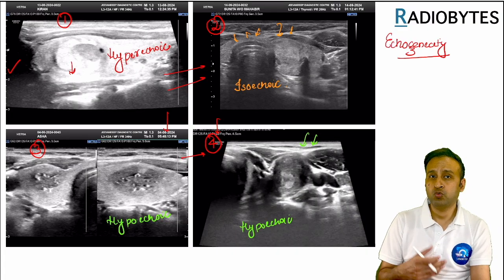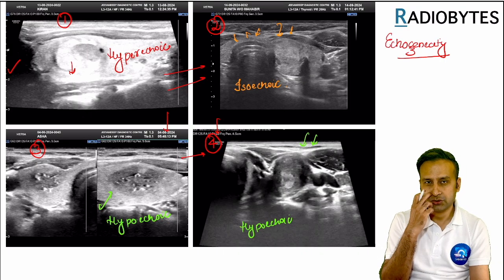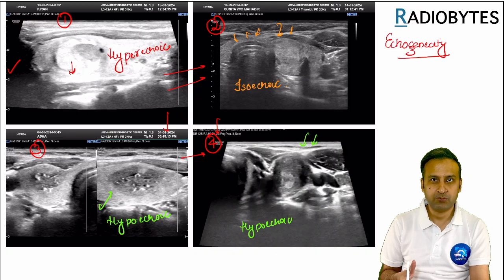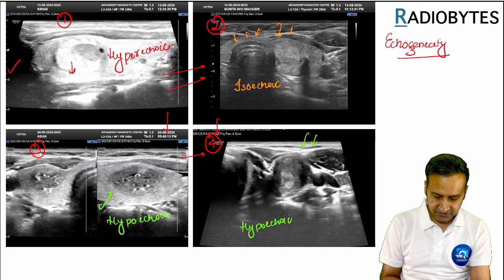If there is something which is very hypoechoic and less hypoechoic, is there any anatomical landmark present in the neck with which we can compare echogenicity? So we could have compared it to thyroid, but unfortunately, thyroid is a very echogenic structure. So in both these cases, the lesion is appearing hypoechoic to the thyroid gland. Do we see anything else? Look at something which is present more anteriorly.